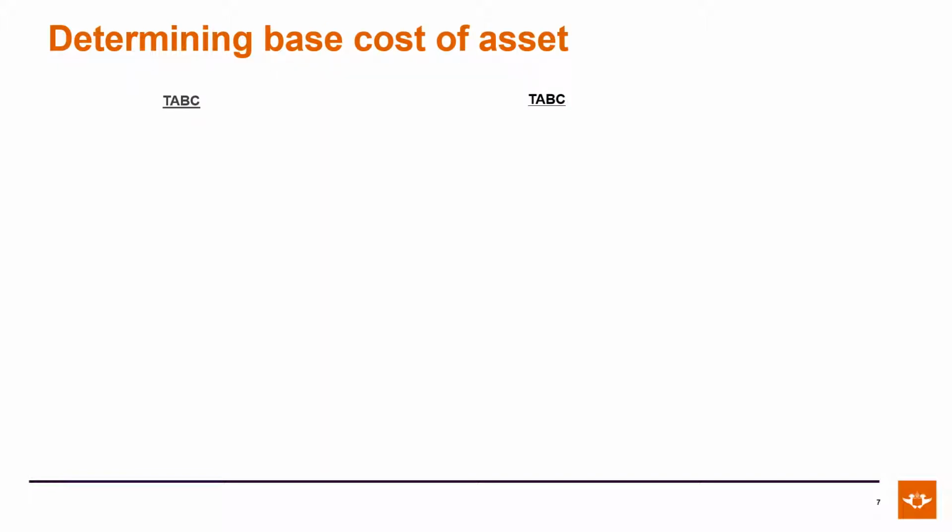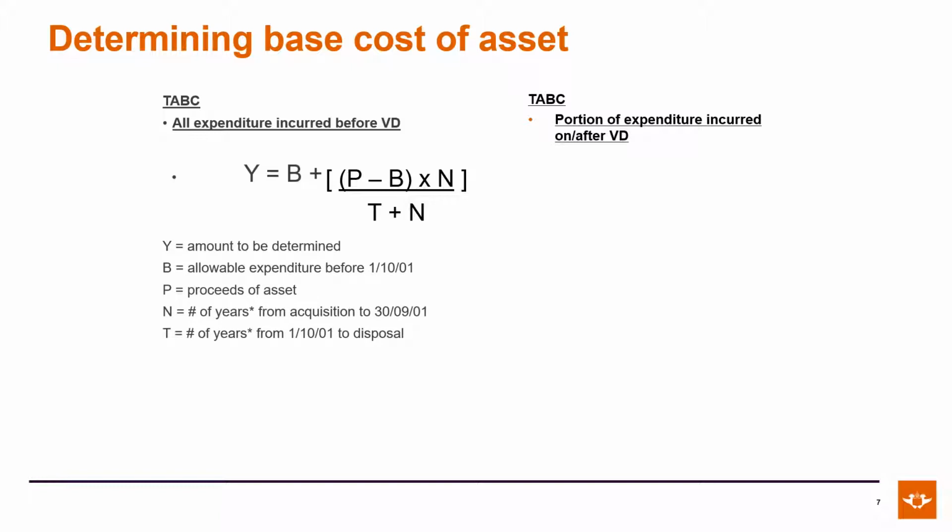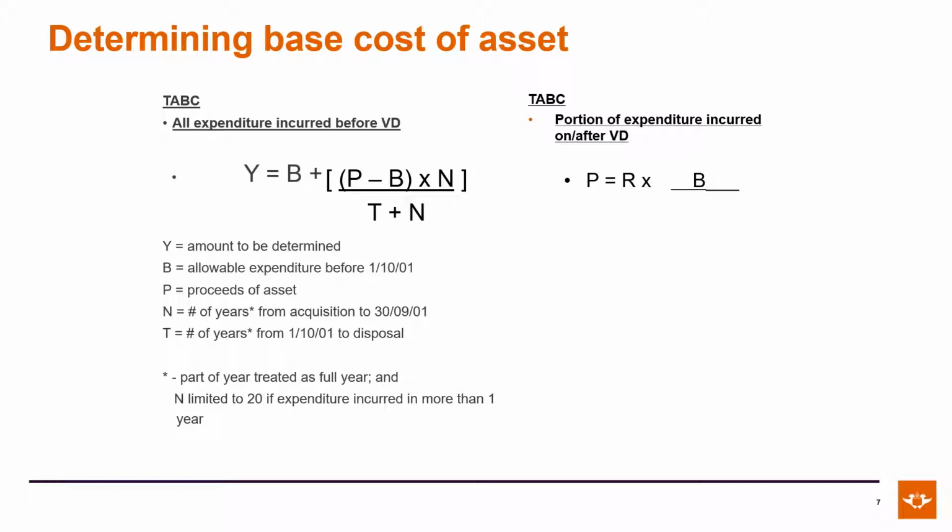If all expenditure occurred before 2001, your standard formula is used. If a portion of the expenditure was incurred after 2001, you will need to adjust the proceeds factor of your formula accordingly. Take note that part of the year is treated as a full year and that your N variable gets limited to 20 if expenditure occurred in more than 1 year.